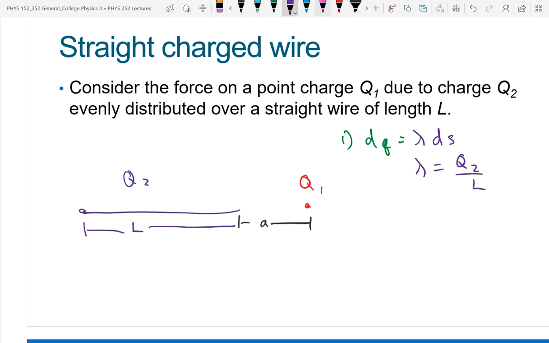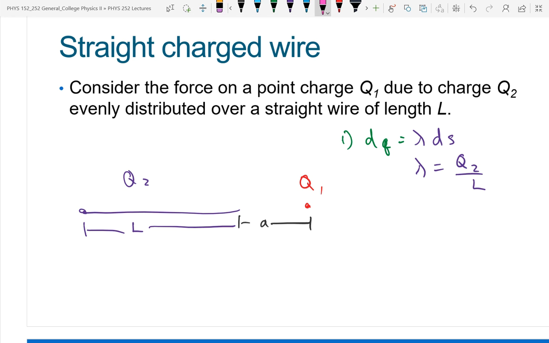Now I identified a ds. What does ds mean? It's a piece of length, right? It's a little confusing because what symbol do you use for piece of length? Sometimes we say dl, sometimes we say ds, sometimes we say dx, sometimes dy. You have to keep in mind what it is we're talking about because the symbols aren't always quite uniform.